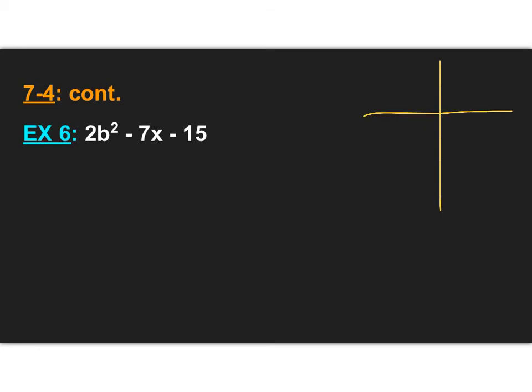So set up our table. So our A is 2, and our C is negative 15. So 2 times negative 15 is negative 30. With a negative product, you're either going to have a plus minus or a minus plus. We are looking for our middle term of negative 7.